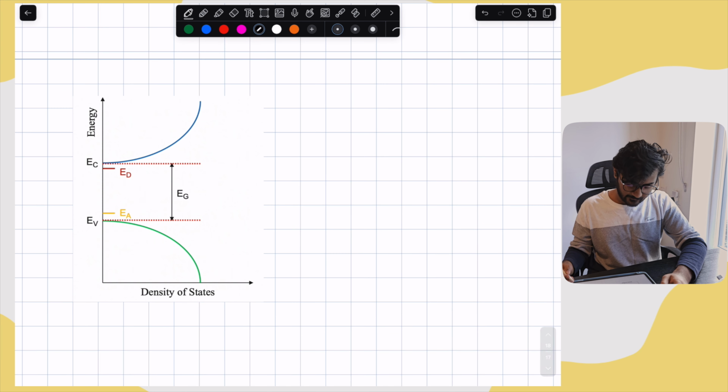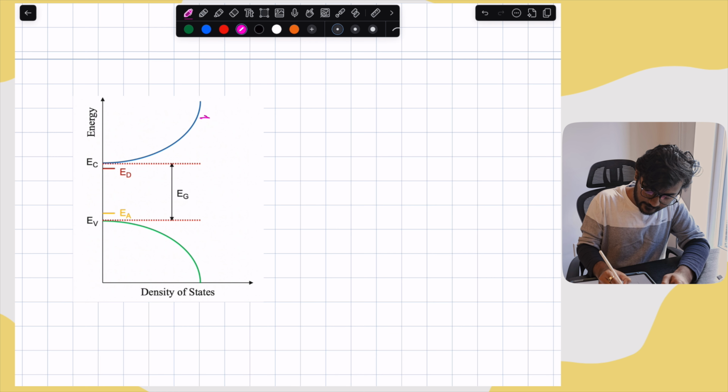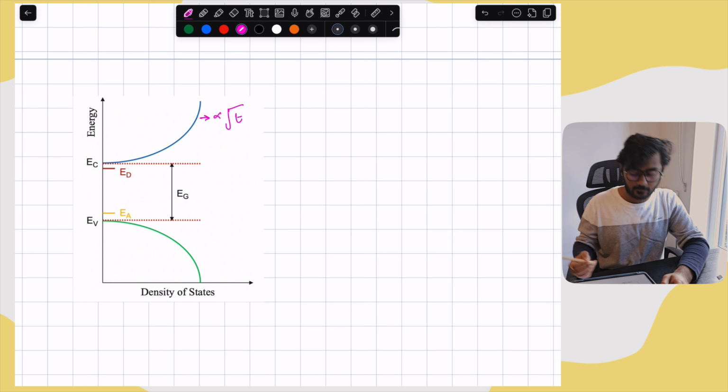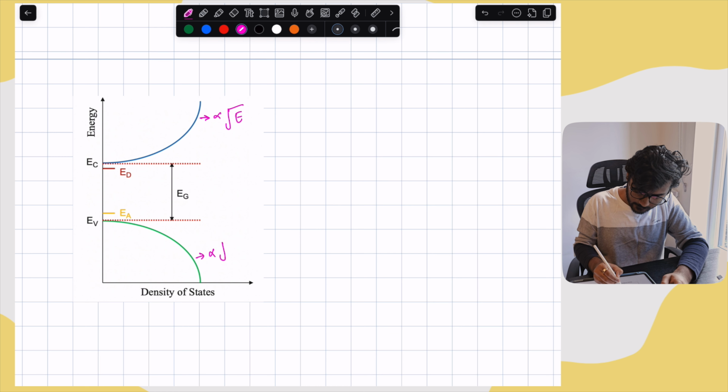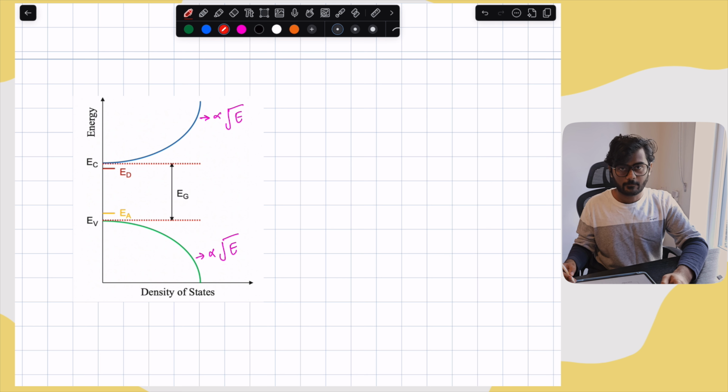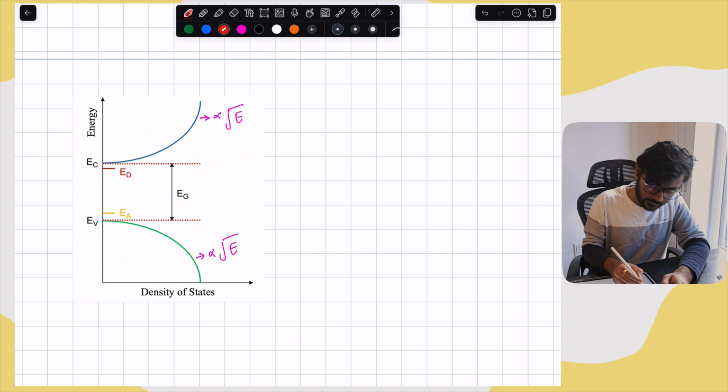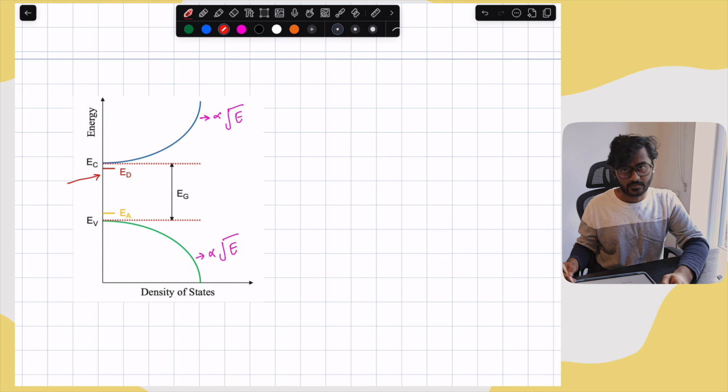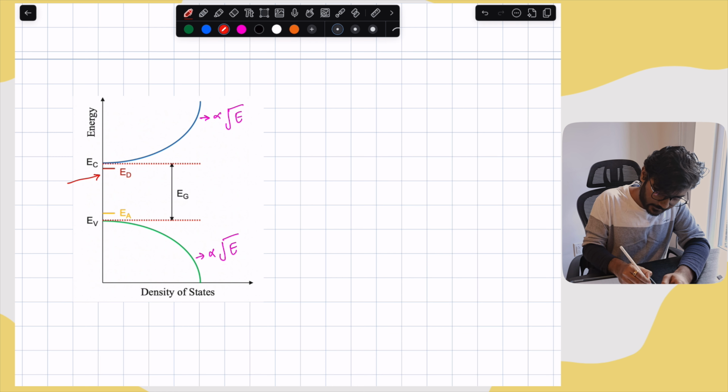So what I mean is, if you look at the plot of the density of states versus the energy, we know that in the conduction band it is proportional to square root of energy, and in the valence band it is approximately proportional to the square root of energy. So in case of a moderately doped or lightly doped condition, we see a discrete level ED that is close to the conduction band in case of an n-type semiconductor. In case of a p-type semiconductor, we see a discrete level EA that is close to the valence band.